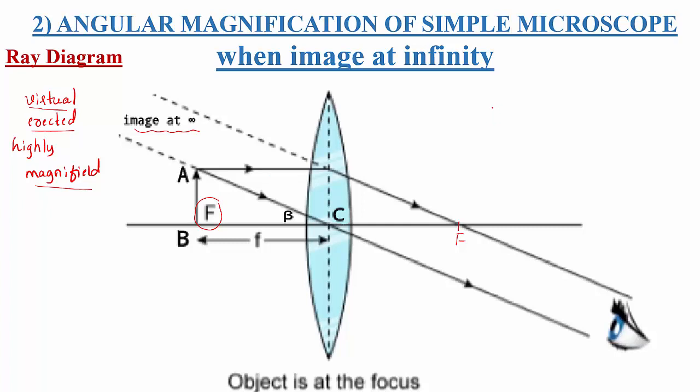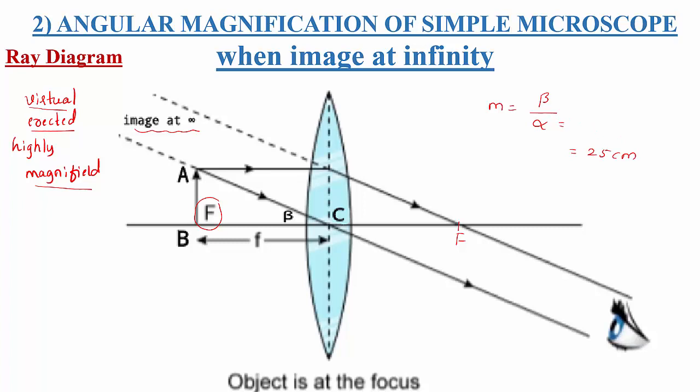Now we want to calculate the angular magnification, which is given by the equation m equal to beta divided by alpha. So beta is the angle subtended by the image. Here the image is formed at infinity. And alpha is the angle subtended by the object. Remember, whenever you are going to take the value of alpha, we have to keep the object always at least distance, because for the normal eye, the nearer point or least distance is 25 centimeter.